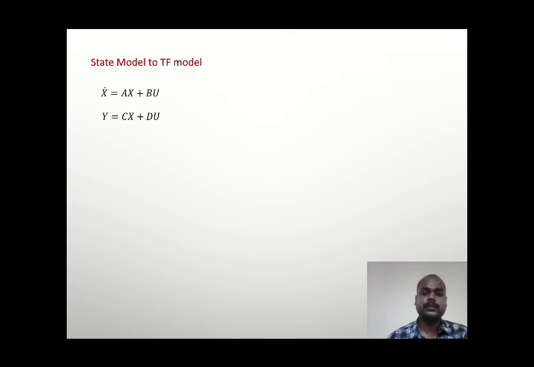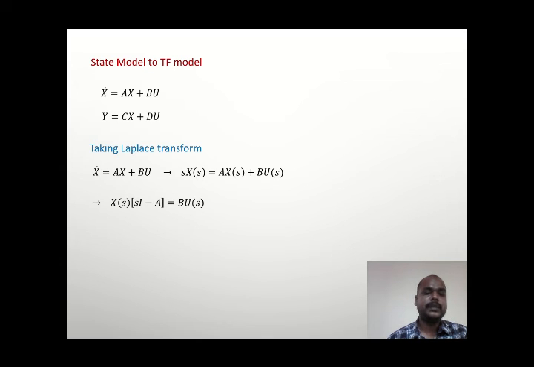The final topic which remains is the conversion of a state space model to a transfer function model. As we know, we have this state space model, x dot equals Ax plus Bu, y equals Cx plus Du. Then we take the Laplace transform of the first equation, and we have sX(s) equals AX(s) plus BU(s), and then we can separate the input and state. By rearranging, we obtain X(s) times (sI minus A) equals BU(s).